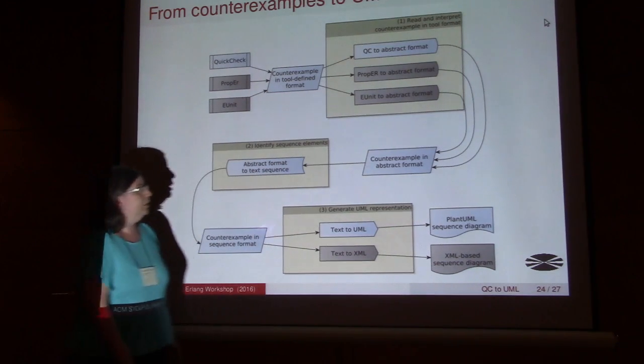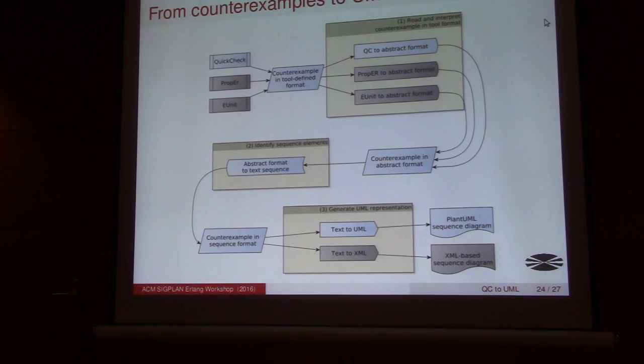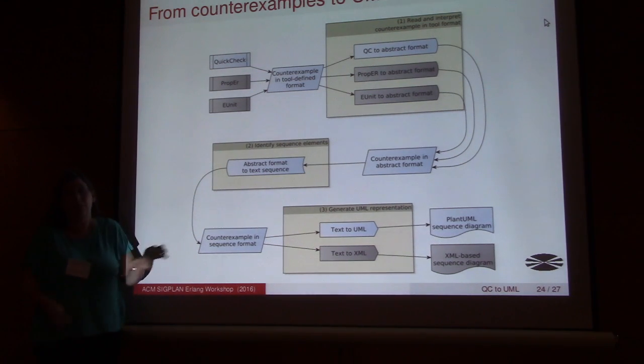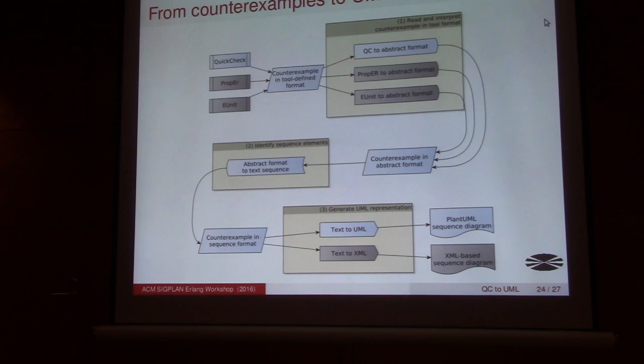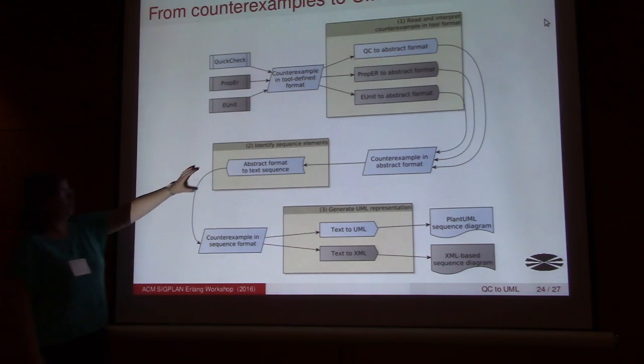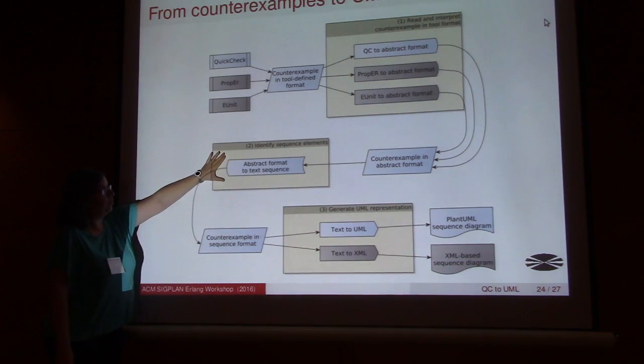So once we have the counterexample information in an intermediate format, we use that format to find the information that I was mentioning: the actors, the functions, the values involved, whenever values are reused or not. And so we create the sequence in our own format from that abstract representation of the counterexample. And then again, so that we don't depend on the output tool, we don't generate that directly. That's the reason why we have that.